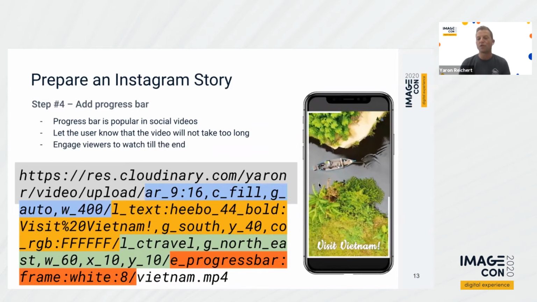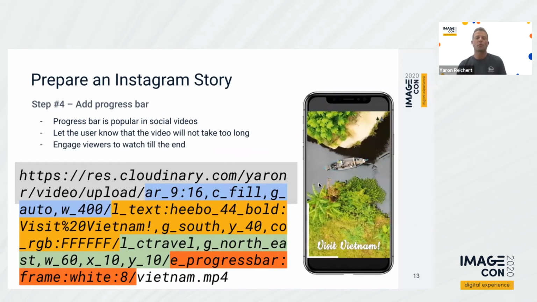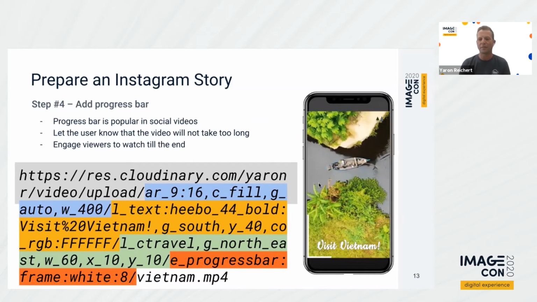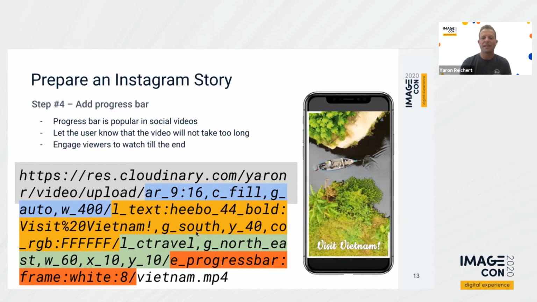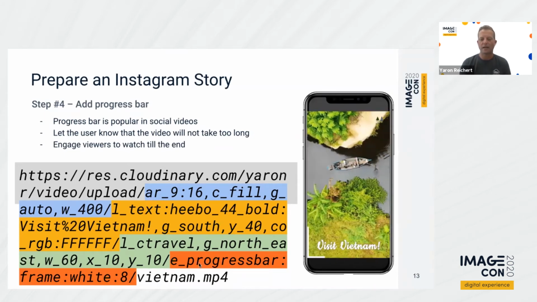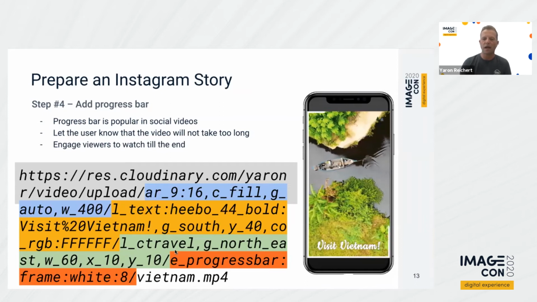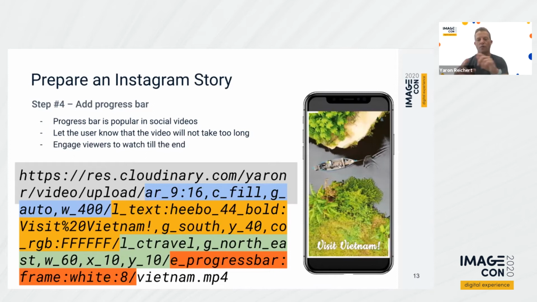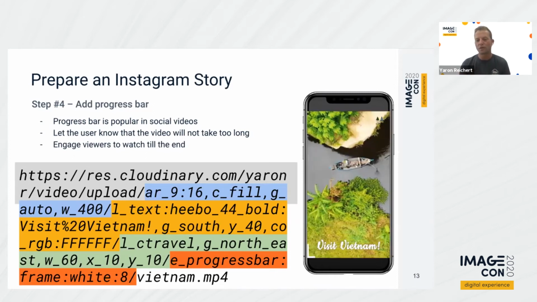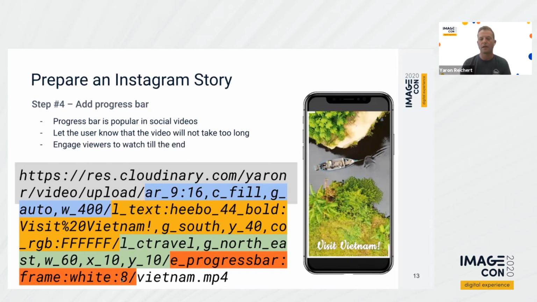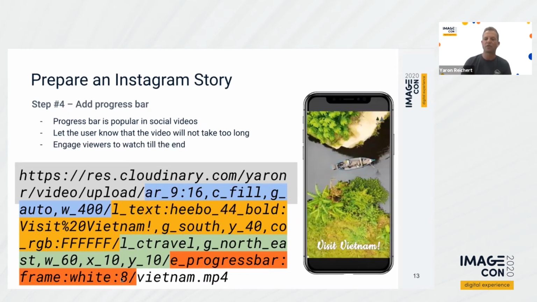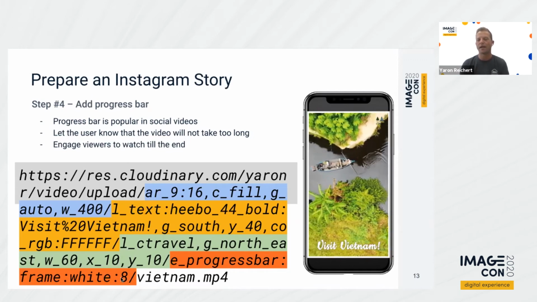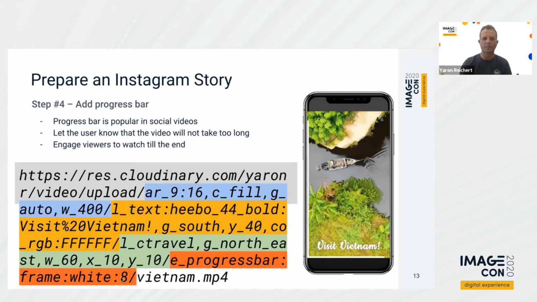The last step that we wanted to do is to create this progress bar. Remember, this progress bar will hint the user that, hey, it's a short video. It will not take too much of your time. We can do it easily and dynamically in Cloudinary just by adding the e_progress_bar effect. I've defined the frame, which basically means the progress bar will go around the video. We can put it also on the bottom. And the width of the actual progress bar, and automatically I get this end result of my Instagram story.